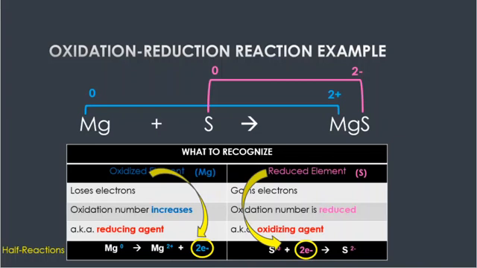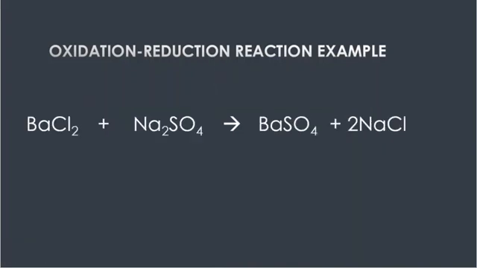Let's take a look at another example. Here we have barium chloride reacting with sodium sulfate to produce barium sulfate and sodium chloride. Hopefully you were able to recognize this as a double replacement reaction. So we're going to do the same thing on this slide as we did with the previous example, in that we will assign oxidation numbers to each of the elements.